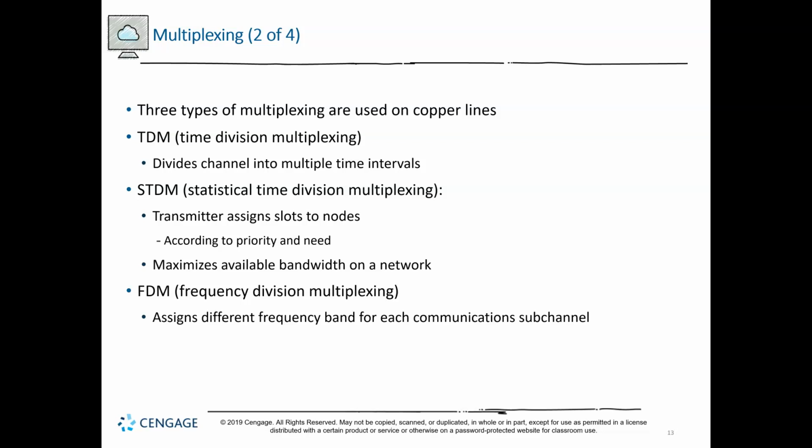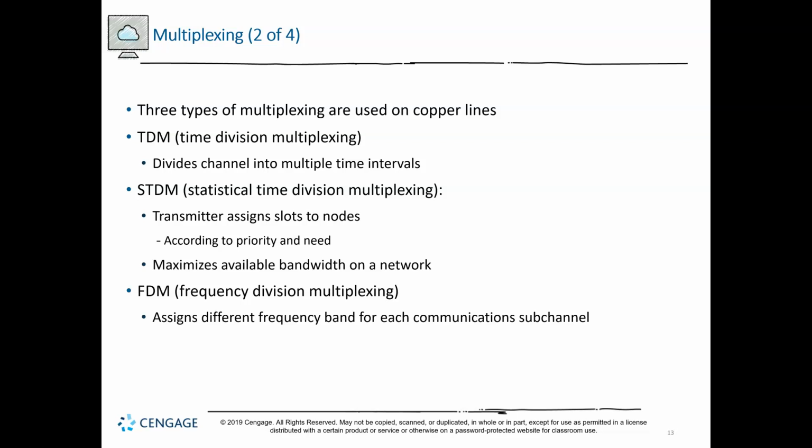Our most common ways to do that on copper are TDM, or time division multiplexing. In other words, each subchannel gets a certain amount of time. Maybe channel A gets 10 milliseconds, then channel B gets 10 milliseconds, and channel C gets 10 milliseconds.